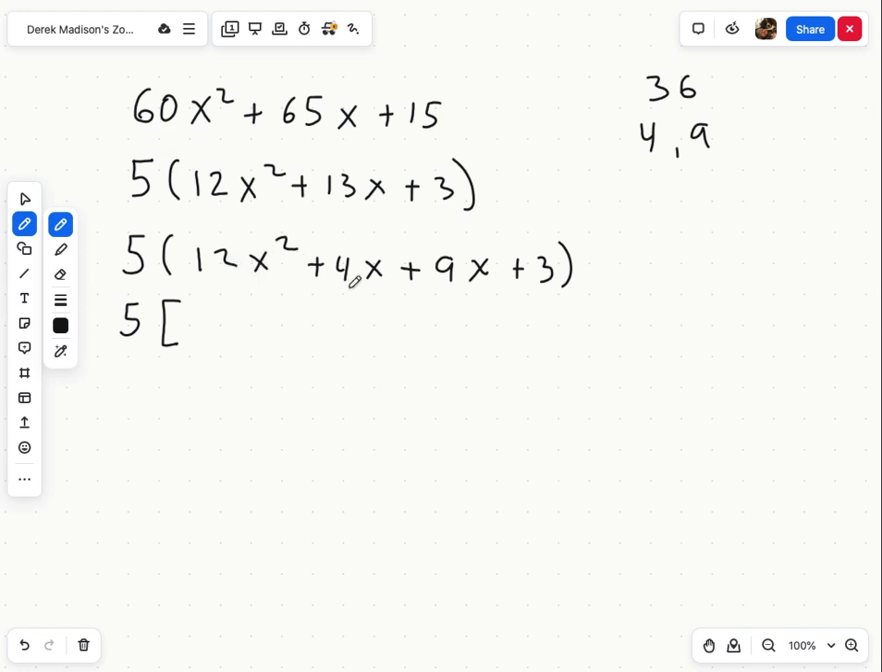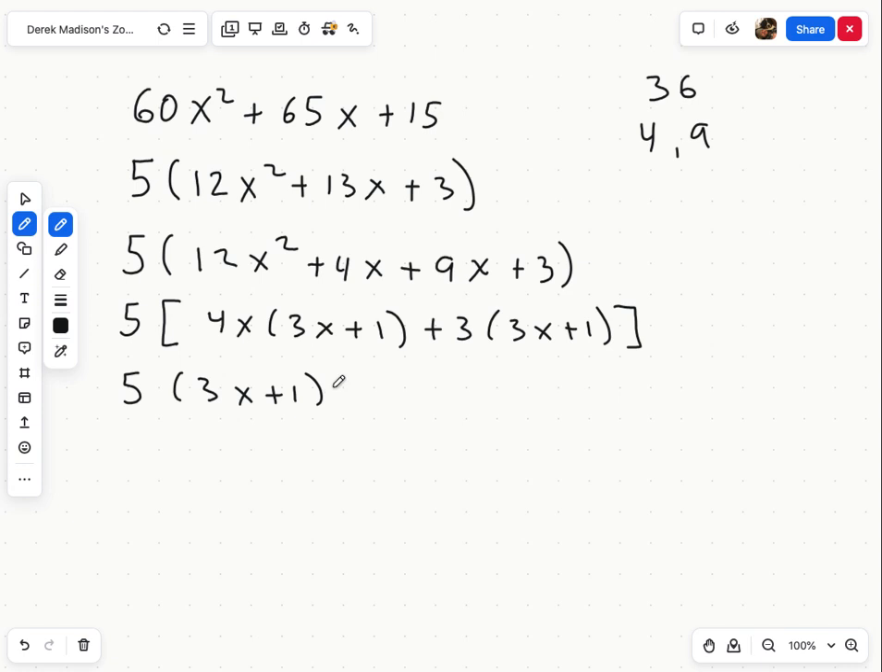Looking at these first two terms, I could factor out a 4x. So let's do that first. And that'll give us a 3x plus 1. And out of these two terms, I can factor a 3. And that'll give us another 3x plus 1. And then this is our 4-term grouping, so we would take the 3x plus 1 out front. And it'll leave behind the 4x plus 3.